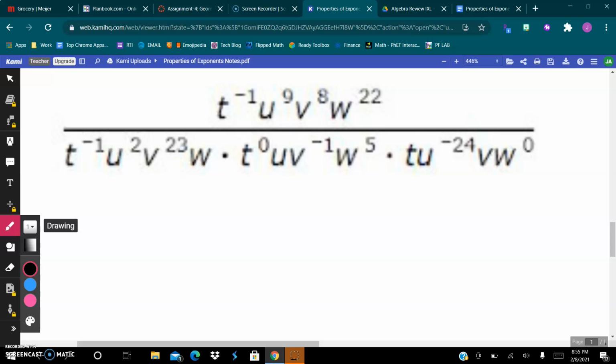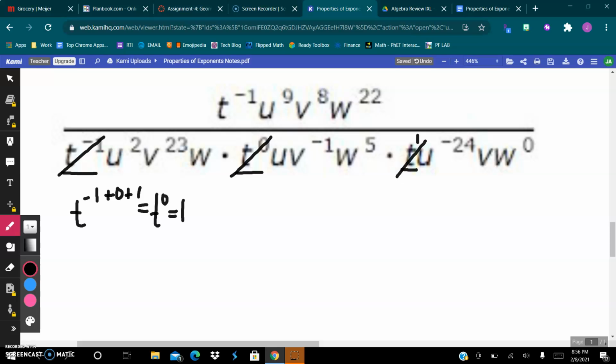So I'm going to go through and look for t's. So I have t to the negative first, t to the 0, t, which if it's just a letter, that means it has an exponent of 1. So I'm going to add those. Negative 1 plus 0 plus 1. That's going to equal out to t to the 0 power. And remember, anything to the 0 power is 1. So those t's are actually going to be canceled out on the bottom because we are not going to write a 1. Multiplying by 1 or dividing by 1 is not going to change anything.